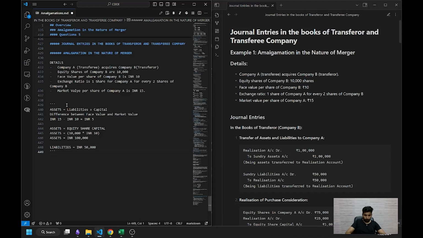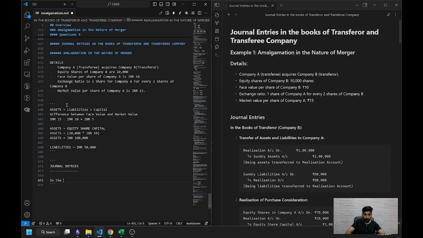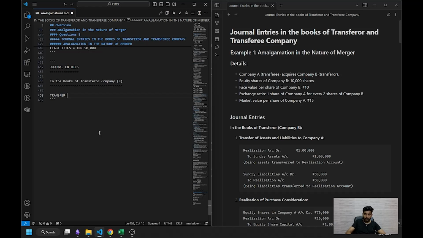Then let us just move ahead. First, we have to make the journal entries in the books of transferor company, that is B. Here, firstly, we need to transfer the assets and liabilities to company A.